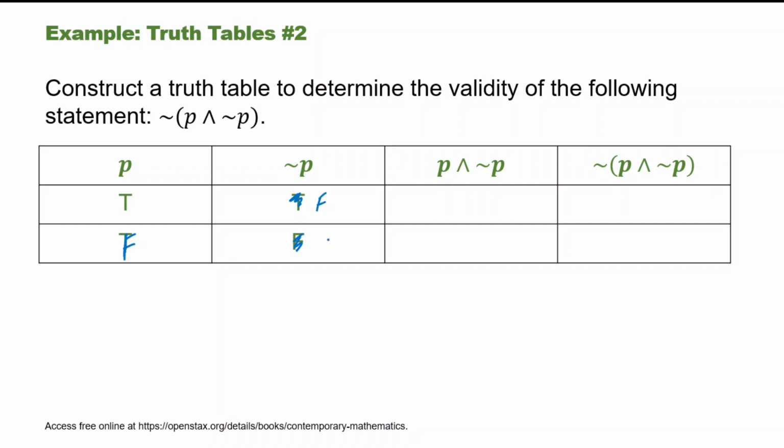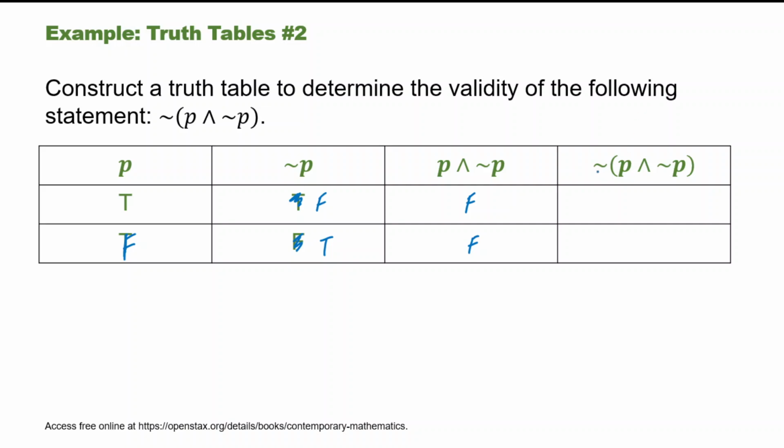false and true, which means the values for P and not P, because and requires both statements to be true, we're looking at the columns P and not P, both of those statements are going to be false. Both rows are going to be false because there is no row that includes two trues in those columns.